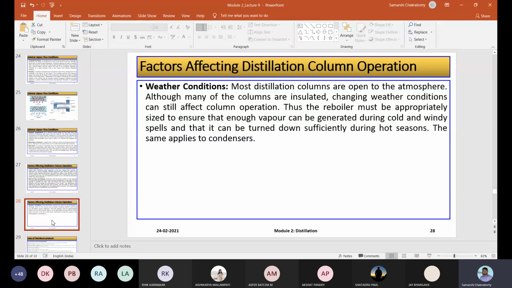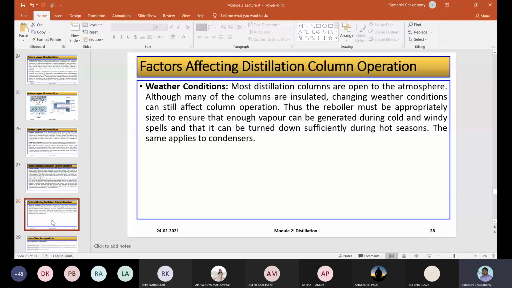Thus the reboiler must be appropriately sized to ensure that enough vapor can be generated during cold and windy spells, and it can also be turned down sufficiently during hot seasons. The same applies to the condenser also.